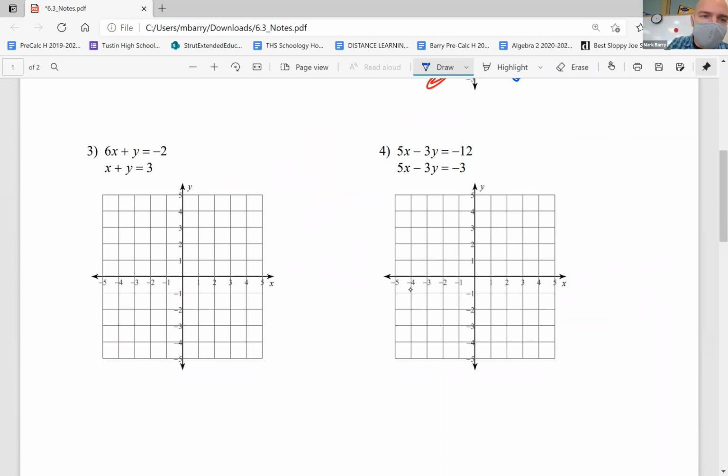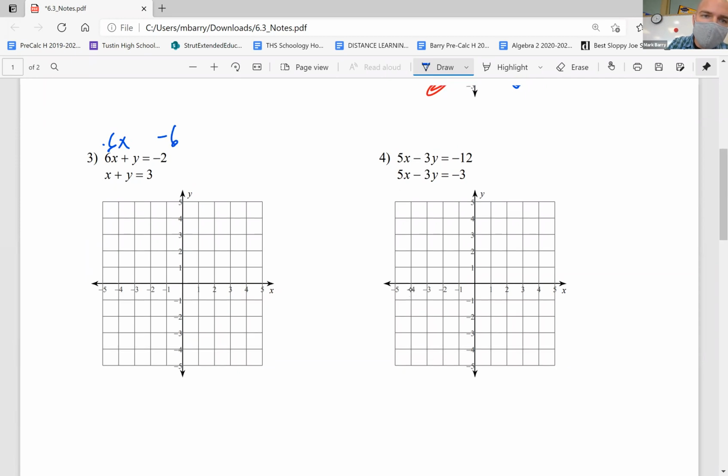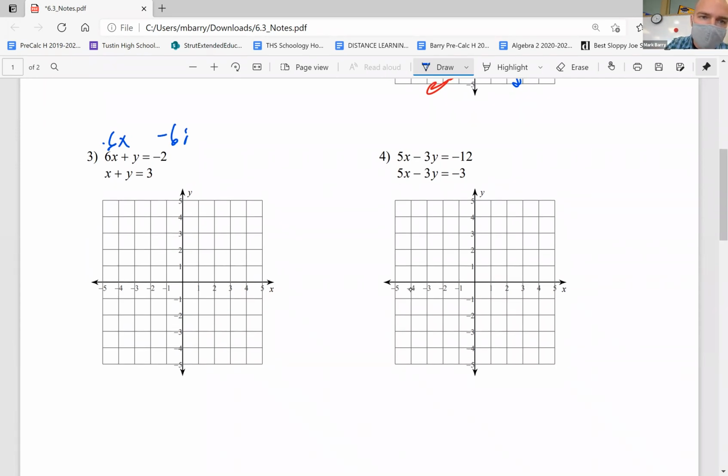On number 3, I'm going to subtract 6x from each side. I'm actually going to do that above this just so I don't have to rewrite it. And now I'm going to write what happens over here. So I subtract 6x from both sides, and I get y equals negative 6x minus 2. That is now in y equals mx plus b, right? And so my m will be negative 6 over 1, and my b will be negative 2.